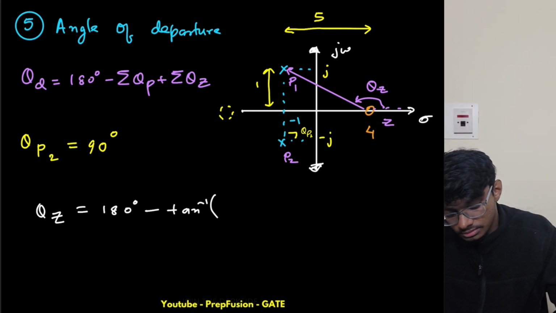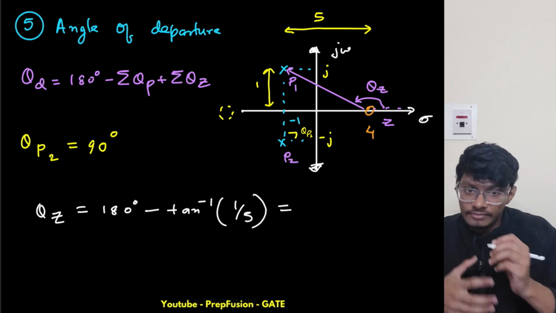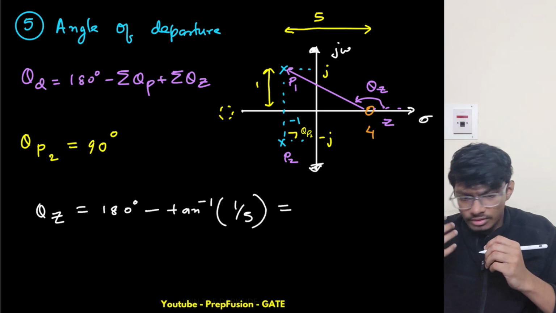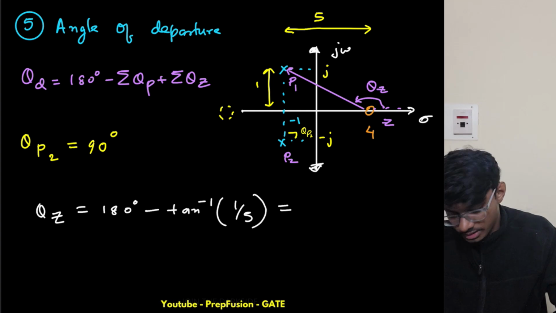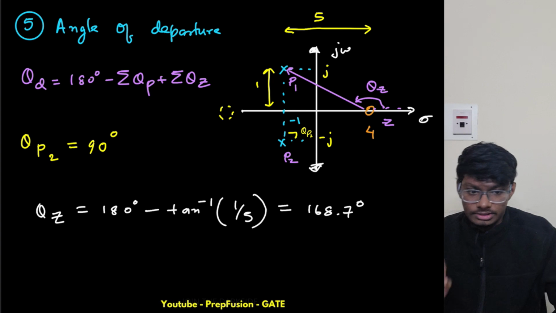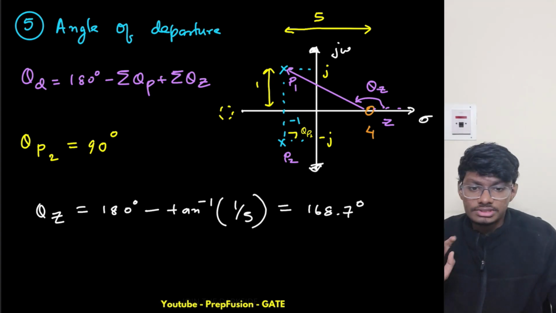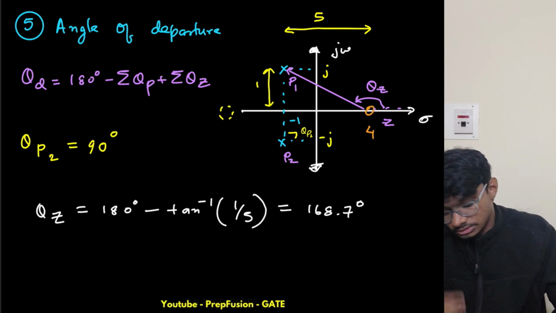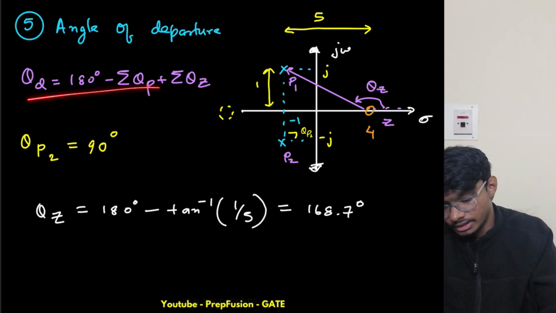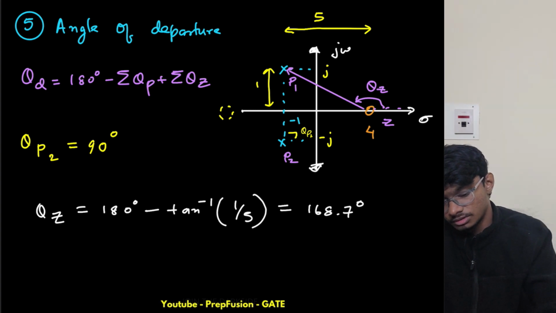This is tan inverse y over x. Y is 1 and x is 5. So what is tan inverse y over x? It is somewhere around 11 point something. So the value comes out to be around 168.7 degrees, right? So now if you put these two values in the angle of departure formula, what do you get?